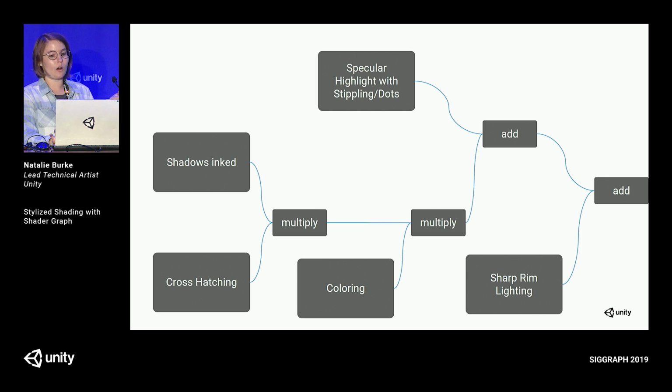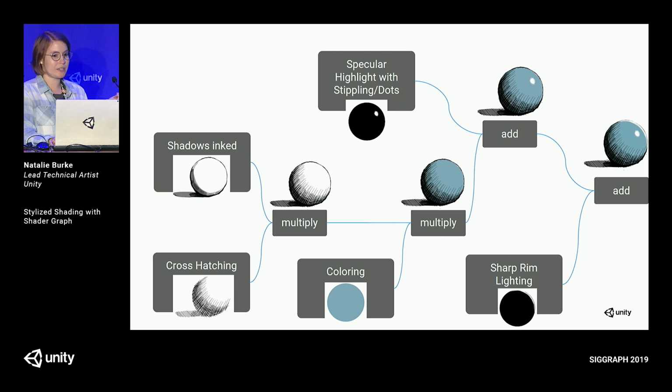Now let's overlay our visual pieces so we can see better what's happening. First we want to multiply our ink shadows by our cross-hatching. And that gives us our shading. And then we need to color it in, so we just multiply by some flat color. Now we need to add in our highlights. So let's add our specular, stippled specular, and then add our sharp rim lighting at the end. And then you see at the very end, we have our final look we're going for.